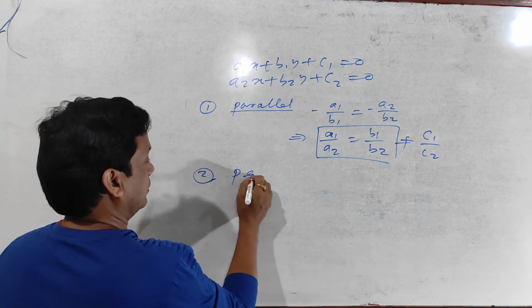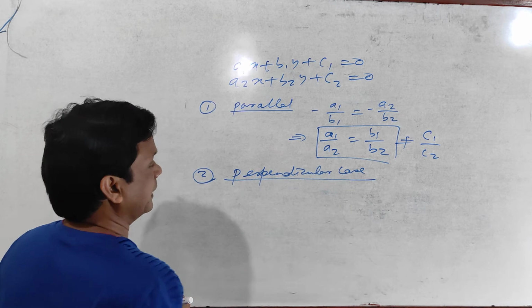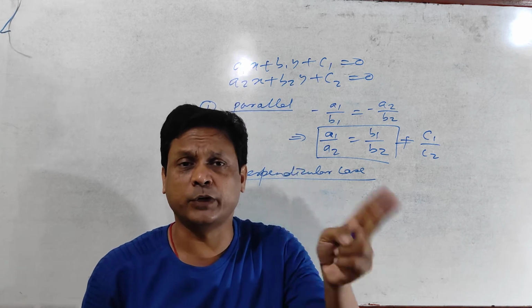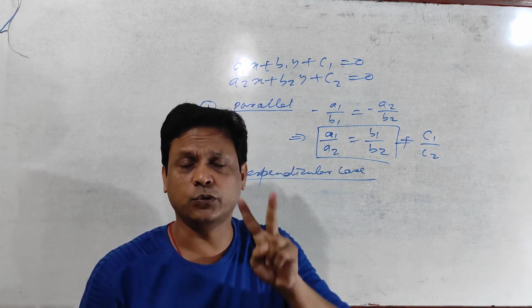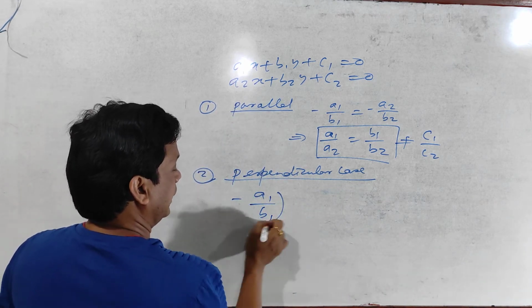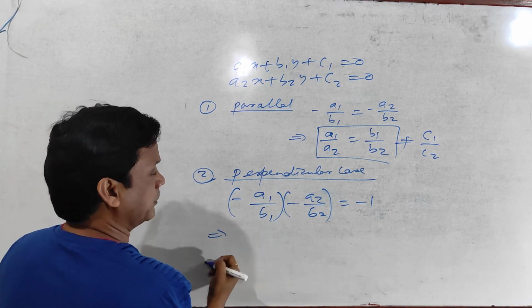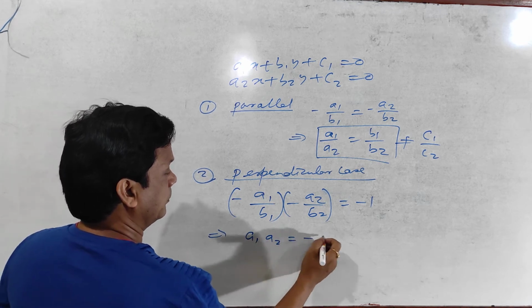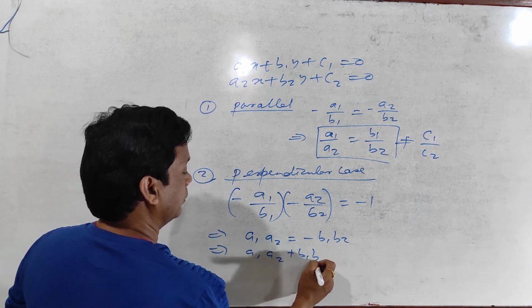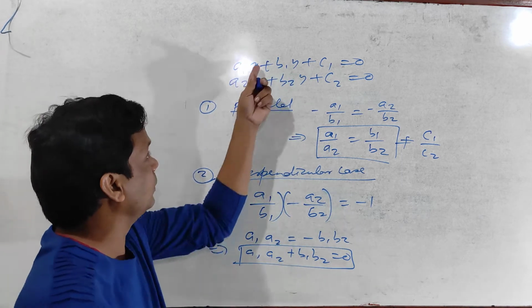And now the perpendicular case. If the slopes of two lines are m1 and m2, and the two lines are perpendicular to each other, then the product of the slopes will be equal to minus 1. That means minus a1 by b1 into minus a2 by b2 is equal to minus 1. That means minus 1 is plus, and a1 a2 is equal to minus b1 b2. So it implies a1 a2 plus b1 b2 is equal to 0. This is the condition: a1 a2 plus b1 b2 must be equal to 0 for the two lines to be perpendicular.